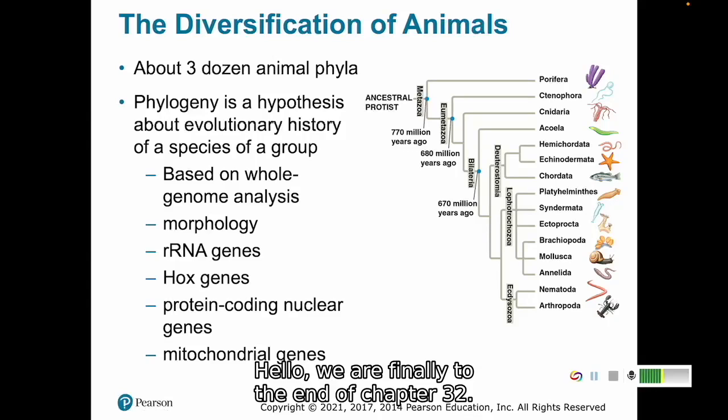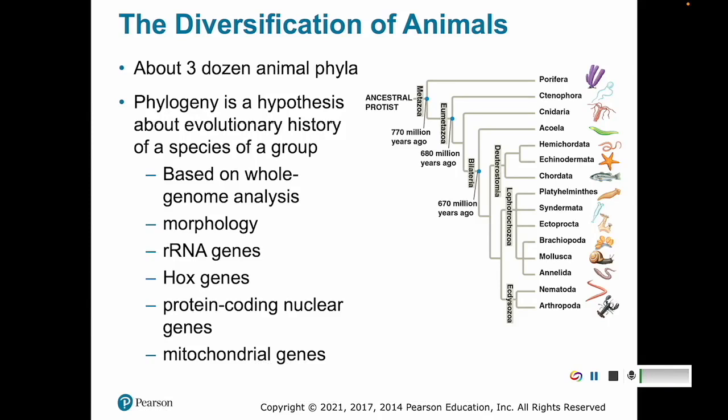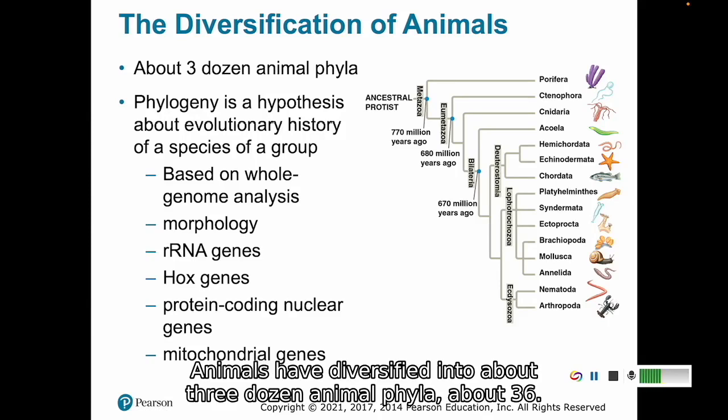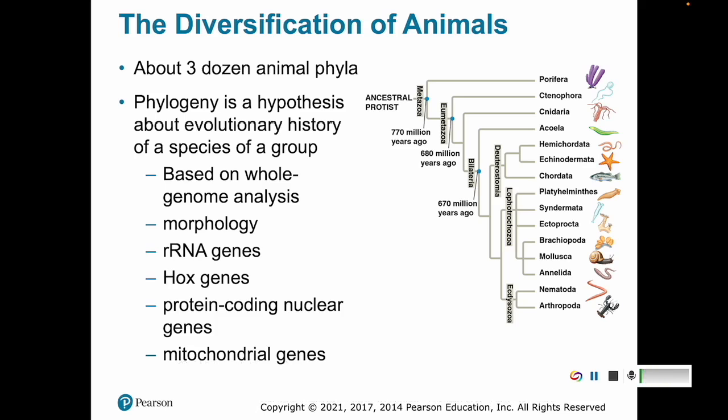Hello, we are finally to the end of chapter 32. You made it through your first chapter to finish. So, animals have diversified into about 36 animal phyla. Of that, we're going to study about 10 of them over the next couple of weeks.